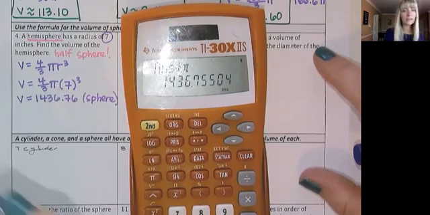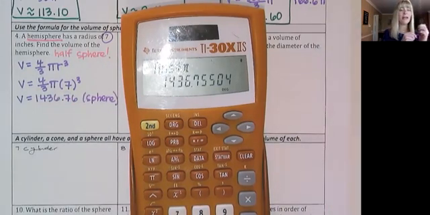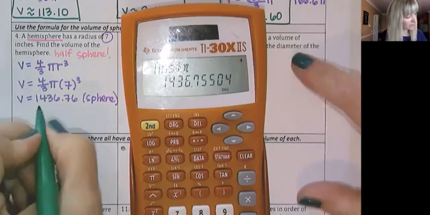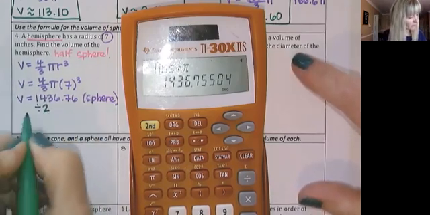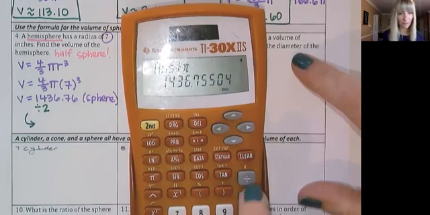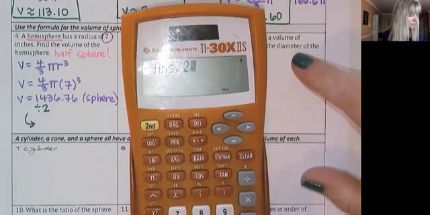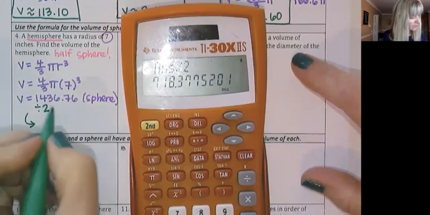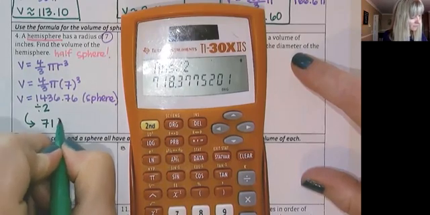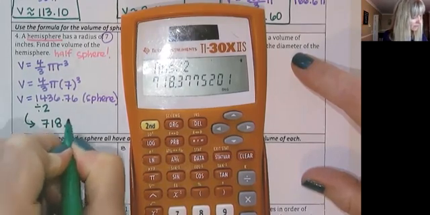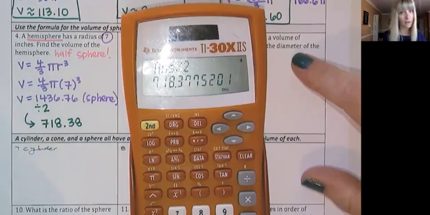That's not what it asked me for. It asked me for the volume of a hemisphere. So if I want half of it, we'll just take half of it. I'm going to take this value here and divide by 2. So I got this sitting in my calculator, I'm just going to divide by 2. So my volume of the hemisphere would be 718.38, round that up to 0.38.